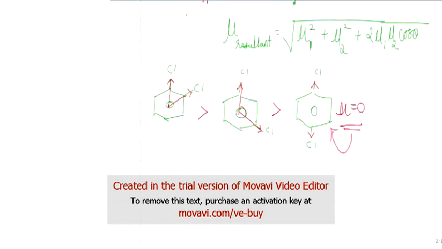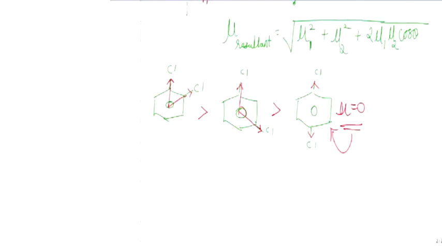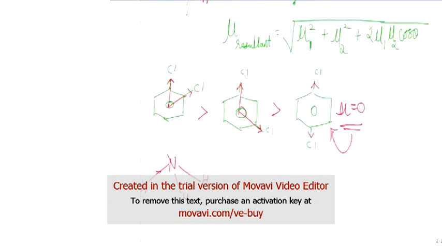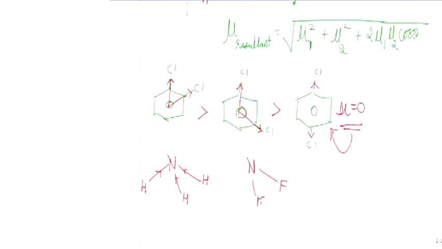There is a very interesting case that we need to study here. Consider two molecules, both of them have polar covalent bonds in them. The first one is ammonia, where the dipoles would be pointing towards nitrogen. Another molecule, NF3, where the dipoles would be pointing towards fluorine. NH3 and NF3, both of them have polar covalent bonds.